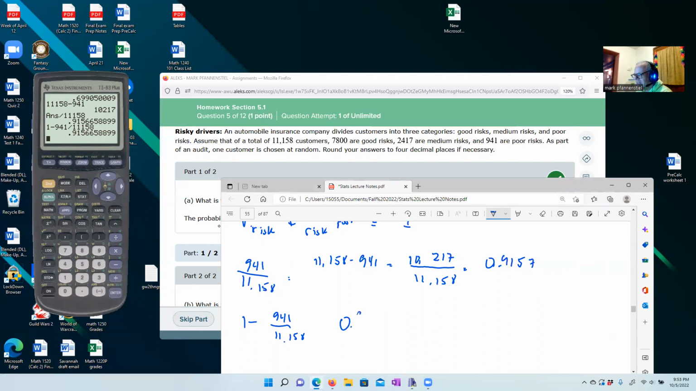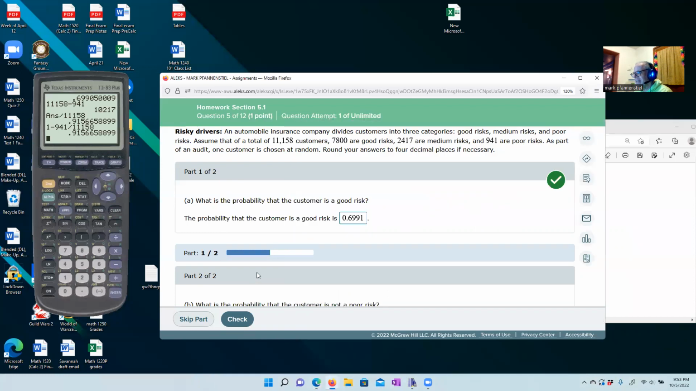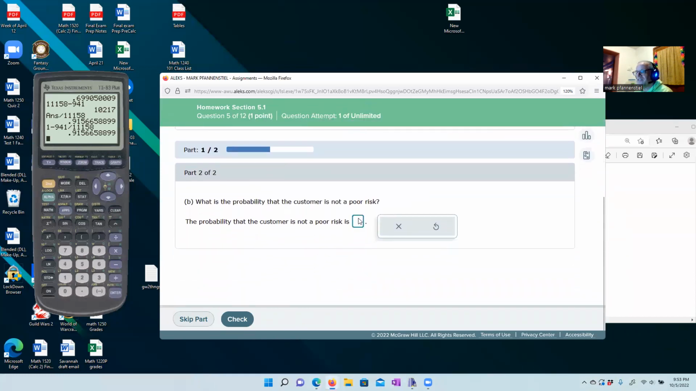So 0.9157, and that's going to be our answer. You could have done this in 2 different ways. I took the total and subtracted out the bad risks, and took whatever was left and divided. Or we said 1 minus the probability of a poor risk. We got the same answer either way. It doesn't matter, so either way you do that is just fine.